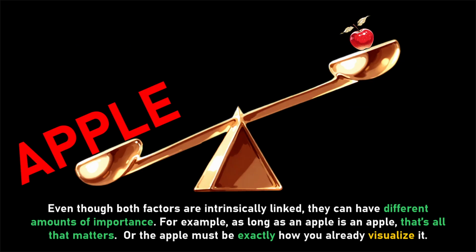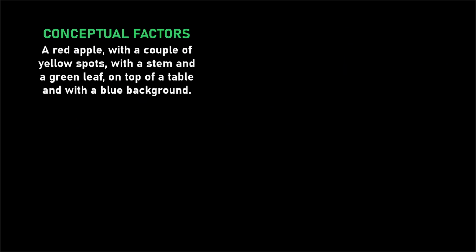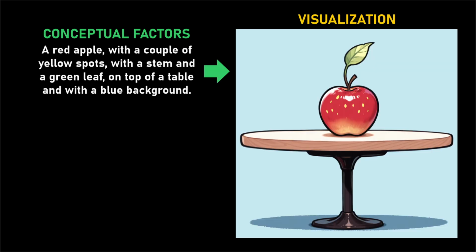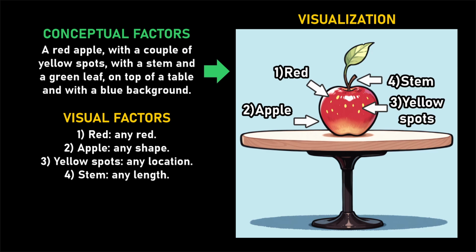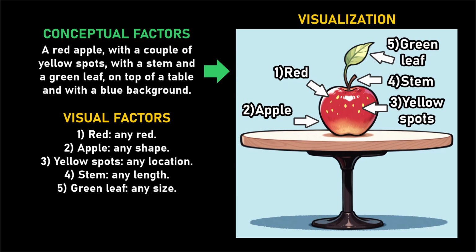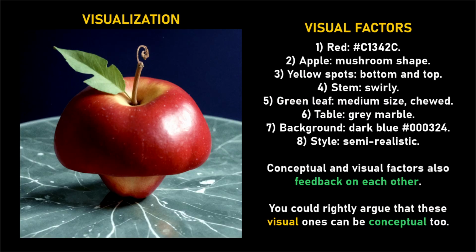Or you might already have a very specific apple spinning in your head that must absolutely be exactly how you already mentally visualize it. The conceptual factors might be more specific too. A red apple with a couple of yellow spots with a stem and a green leaf on top of a table and with a blue background. And thus the visualization must correspond closer to it. However, each of those individual details might also still not visually matter as much, as long as each detail is included in some way. Those yellow spots might be on the left or right side, that stem might be shorter or longer, that leaf might be smaller or bigger, that table might be any material and size, and that blue background might be any shade of blue. Or again, everything must be exactly how you already visualize it, down to the exact color values.